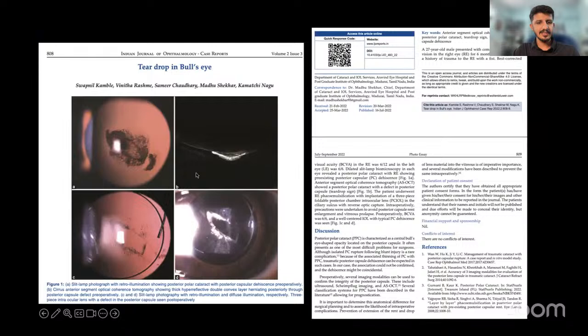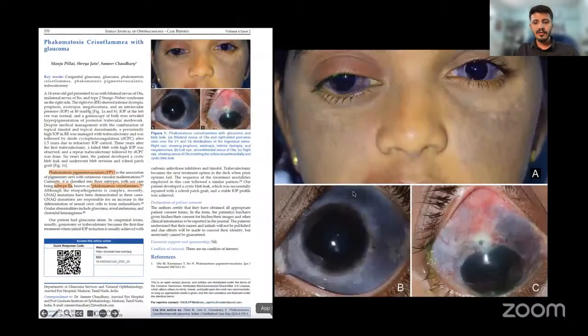As I already discussed this particular case, coming to the title of this image: in PPC, the concentric layers often resemble a bullseye target, hence it's also called bullseye opacity. And since there is a dehiscence, in this particular OCT image it's called the teardrop sign. So we got a little creative and titled it Teardrop in Bull's Eye.